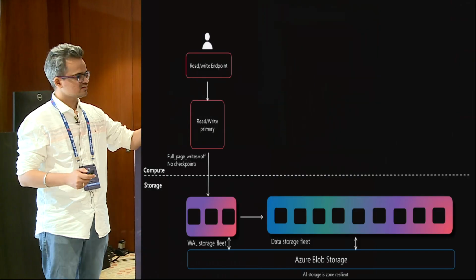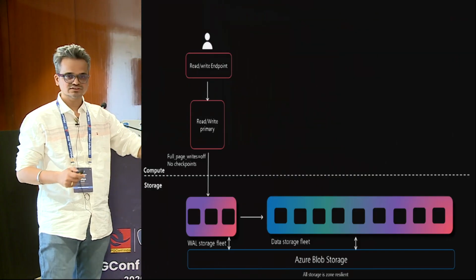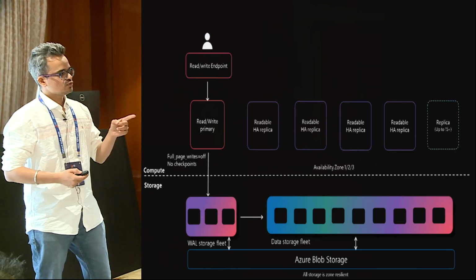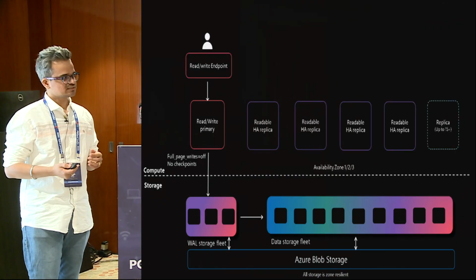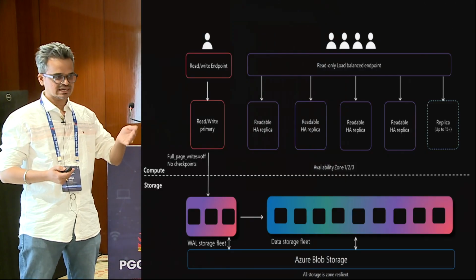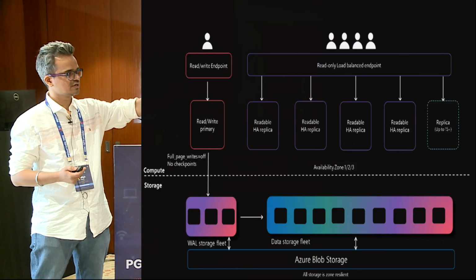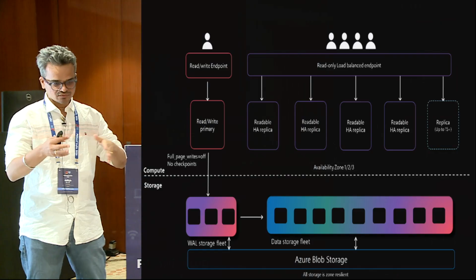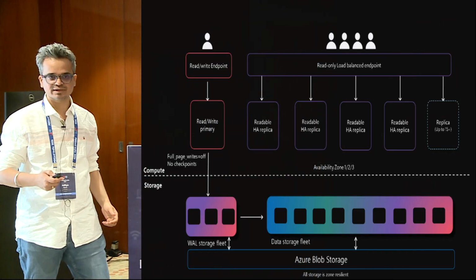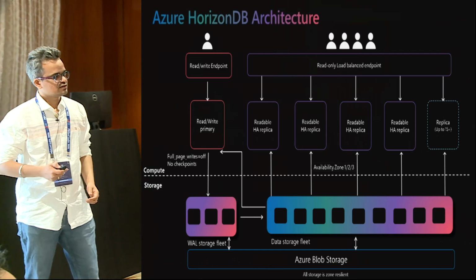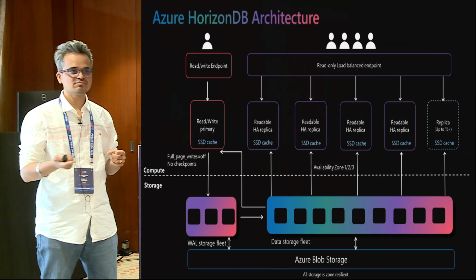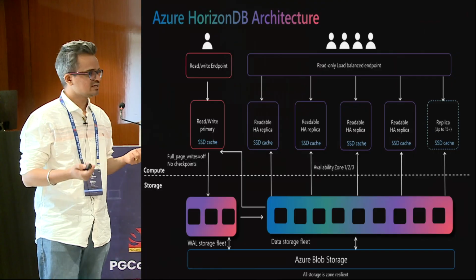So it is directly writing to the WAL storage fleet, which is zone resilient, and you need not worry about the checkpoint. Then you have 15 read replicas, and you have a load balancer on top of that, where applications can directly point to that node, which will disperse the reads wherever it wants to read from a replica. And all compute is stateless, and they are enabled with SSD cache by default.